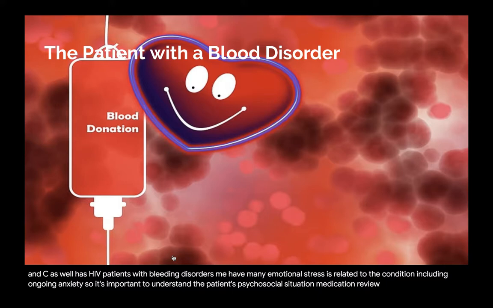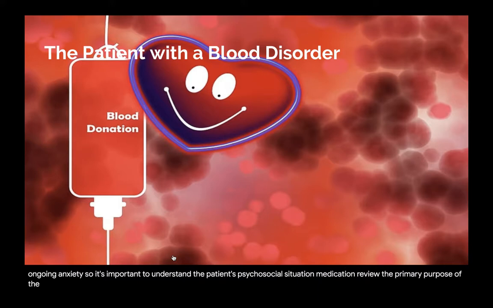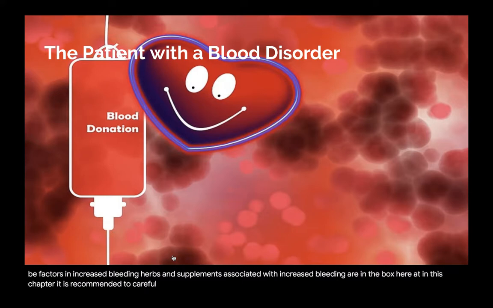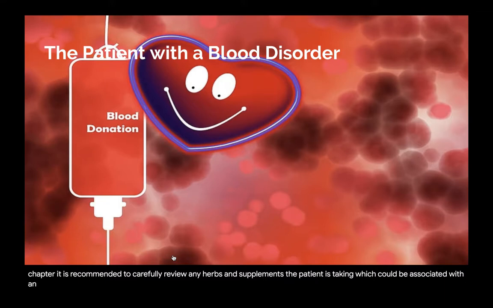Medication review. The primary purpose of the drug and potential side effects need careful review in a current drug reference guide. A variety of drugs and herbs may be factors in increased bleeding. Herbs and supplements associated with increased bleeding are in the box here in this chapter. It is recommended to carefully review any herbs and supplements the patient is taking, which could be associated with an increased risk of bleeding, and to discontinue for at least a week prior to receiving invasive surgical procedures.